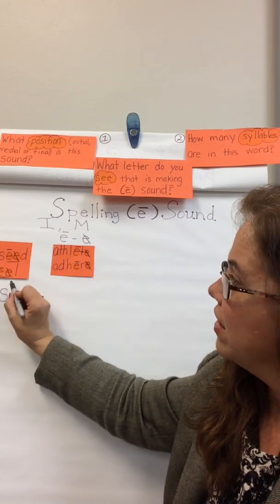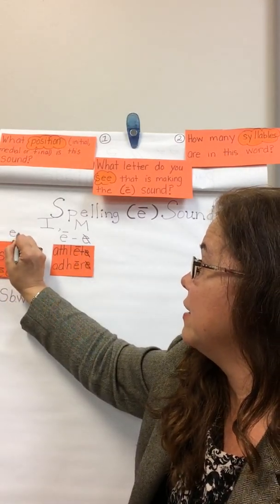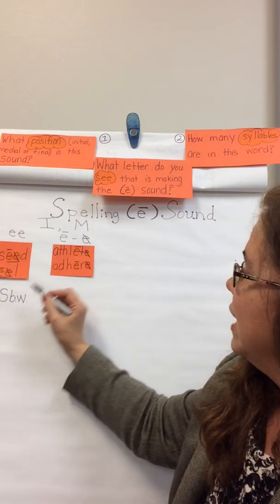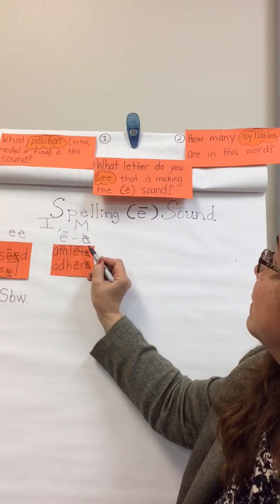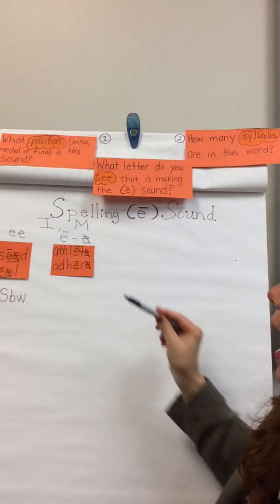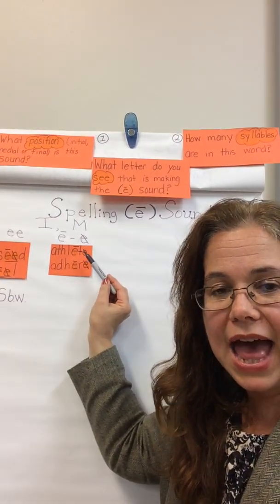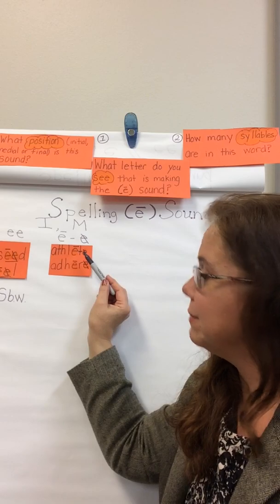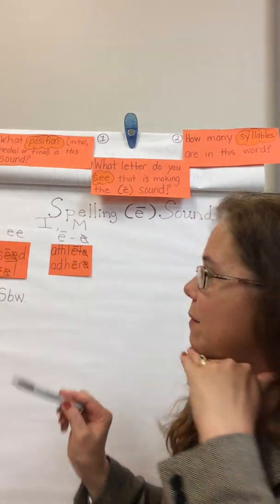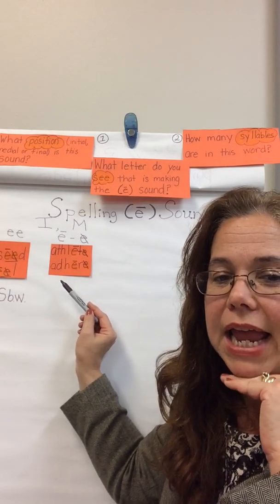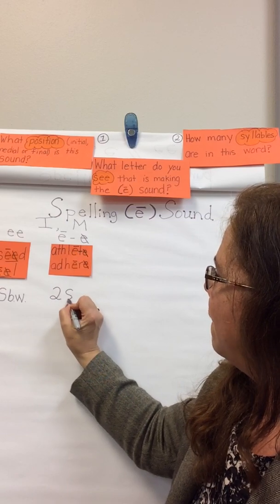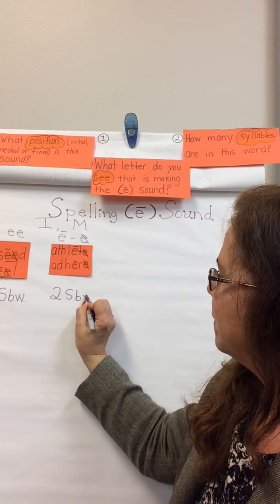And I forgot to put the digraph EE here at the top. So digraph EE and a one syllable base word. Now we have E, consonant E. Let's go on to our last question. How many syllables are in this word? How many times did I open my mouth with athlete? 2 times. And if you put your hand lightly underneath your chin, you can feel your opening of the mouth. Adhere. 2 times. This is a 2 syllable base word.